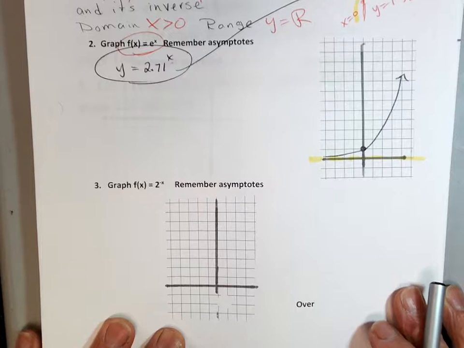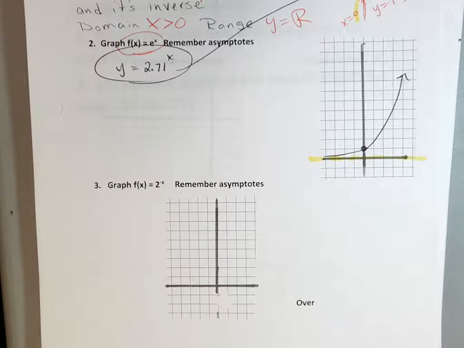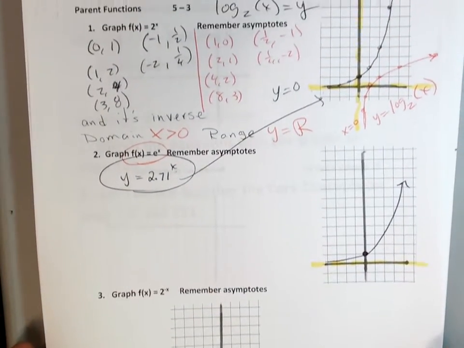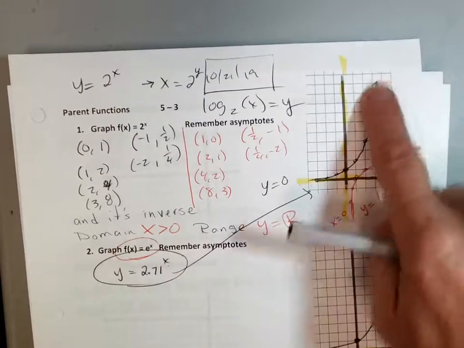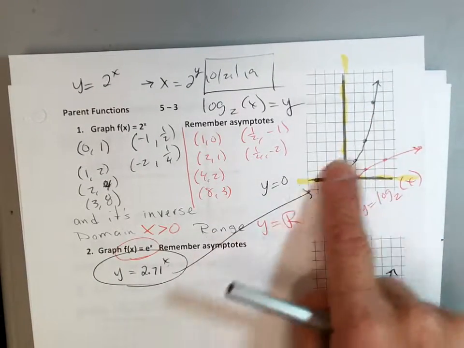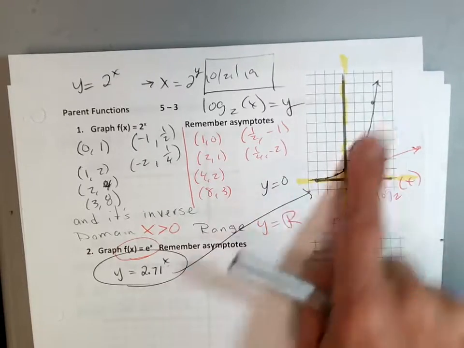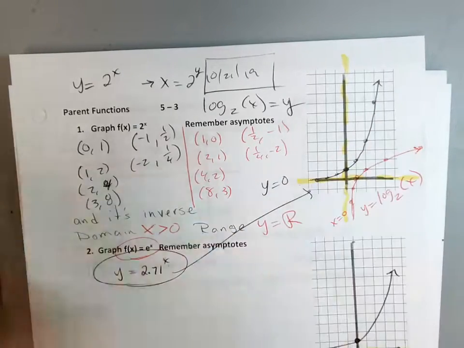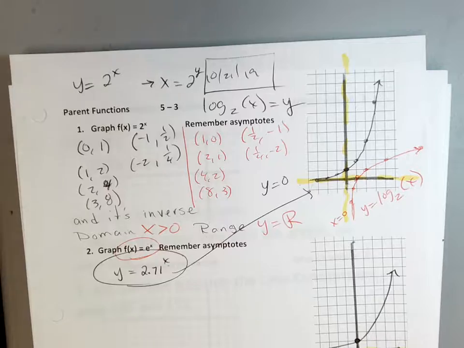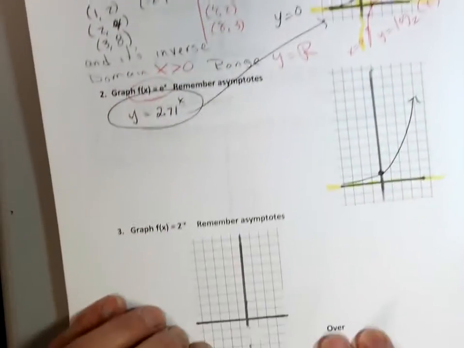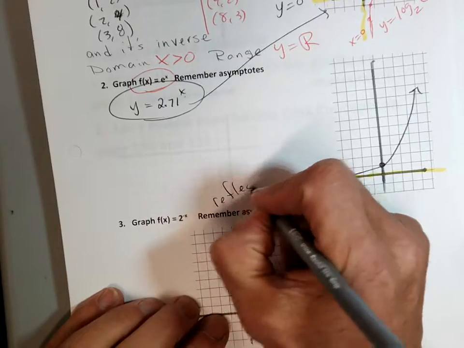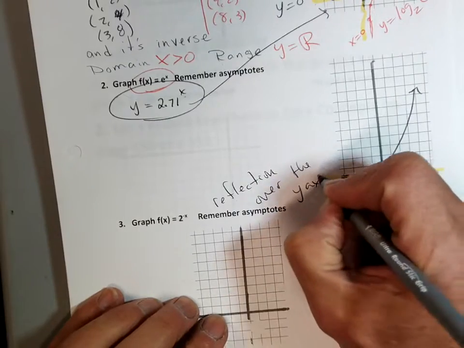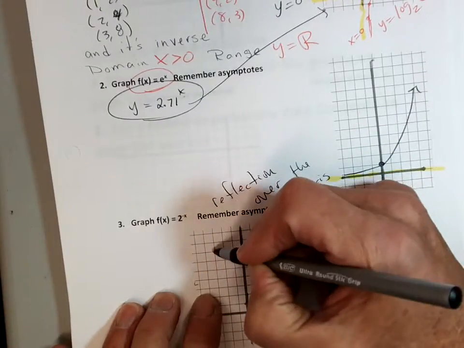Okay, then number 3. It's got a negative here. So if I take a look at my original equation, here's y is equal to 2 to the x. What's going to happen if I make the x's negative? The x's are negative. Yeah, it just flips the other way. So this is going to reflect. So it's going to be a reflection over the y-axis. So it's going to look like this.